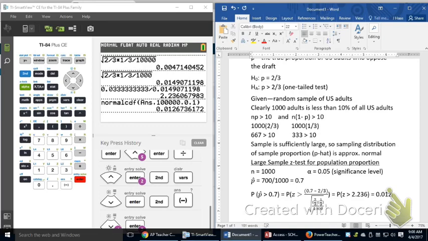Now, this p-value is the probability of getting a result like this, assuming my null hypothesis is correct. So in other words, if this distribution really is centered about two-thirds, if that really is the population proportion, I only have about a 1% chance of being at least that far off. Any questions so far? Finish it up.